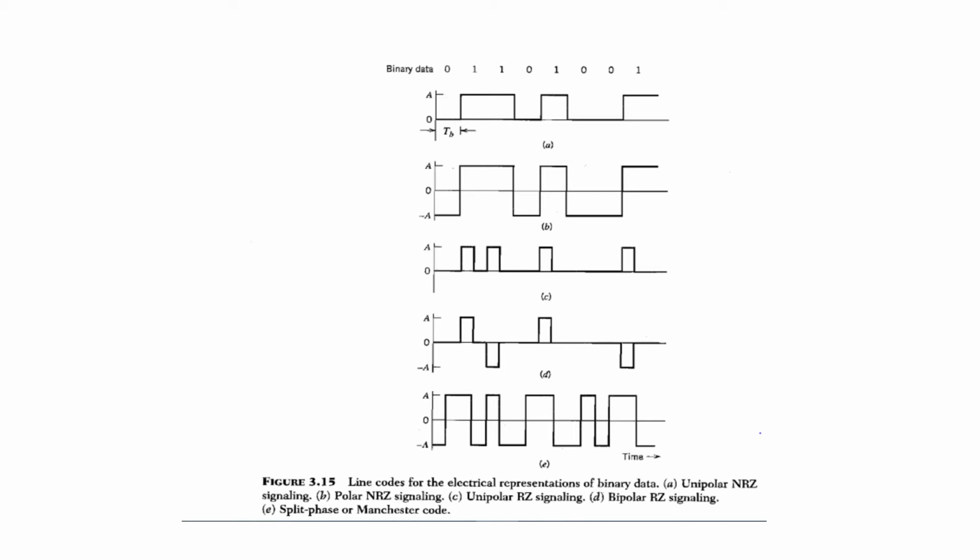And finally, the fifth one is split phase or Manchester code. Here the symbol 1 is represented by a positive pulse of amplitude A followed by a negative pulse of amplitude minus A, both pulses being half symbol wide. And the 0 symbol is also represented the same way, but there is a change here: the polarities of these two pulses are reversed.